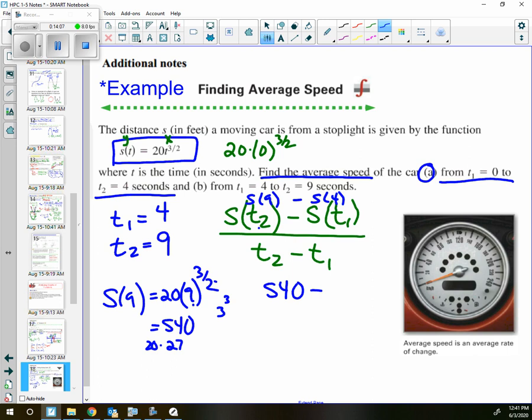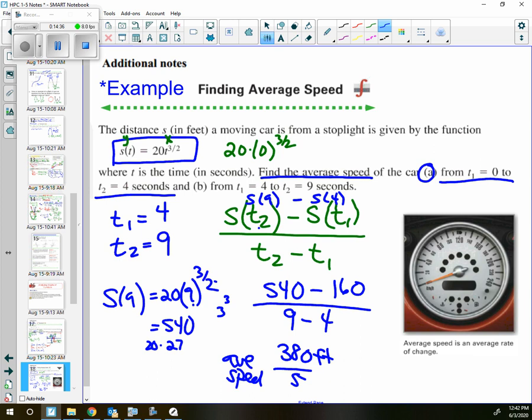So my s of 4 was 160, I believe, over my 9 minus 4 seconds. So let's go ahead and do that calculation. So 540 minus 160 gives me 380 divided by 5. So my average speed, we're looking from 4 seconds up to 9 seconds, would be 380 feet over 5 seconds of time, which when you divide out, I believe that's 76 feet per second.